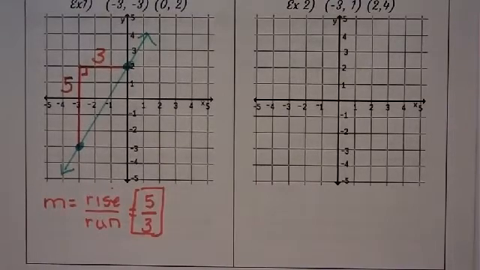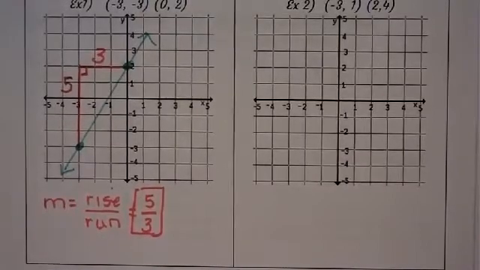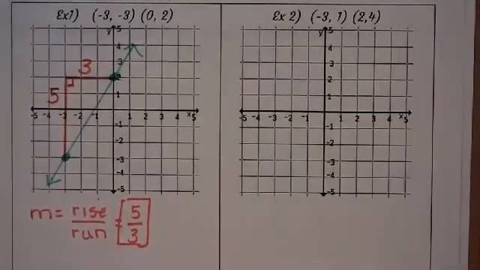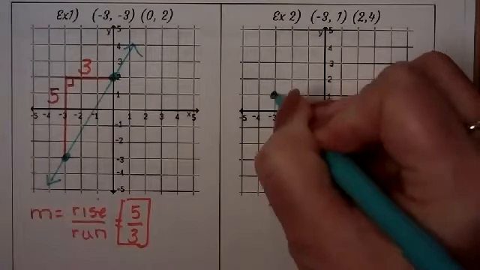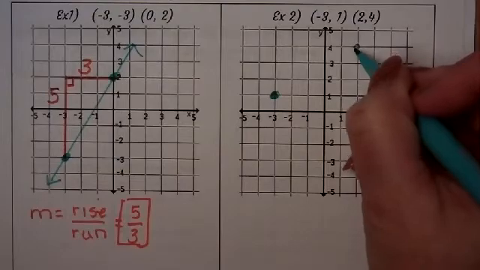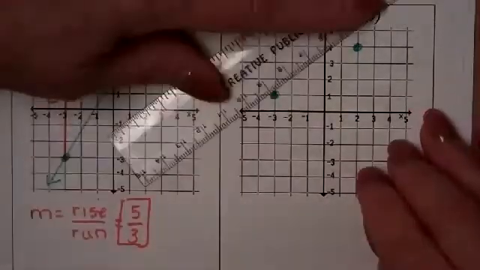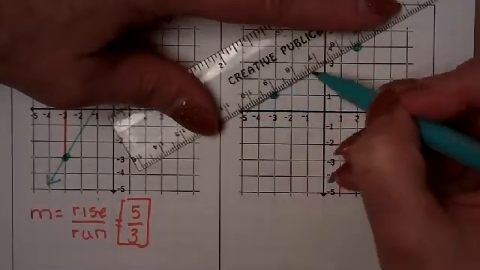Now we're going to do the same process on all of our problems. We're just going to be using different numbers. Okay, so let's look at example 2 right here. Example 2 has us graphing -3, 1 and 2, 4. So let's graph that. -3, 1 right here. And then 2 and 4, 1, 2, 1, 2, 3, 4 right there. And we're going to lay our ruler down and draw our line.